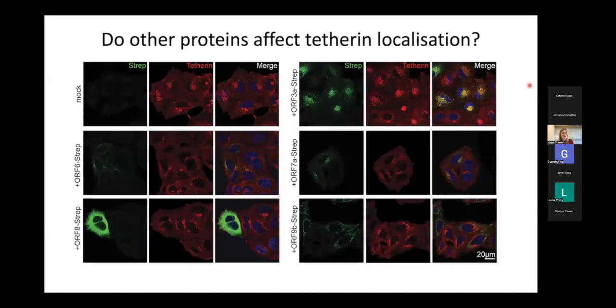So what about the other proteins? We looked at a range of other accessory proteins. So you can see here, ORF6, ORF8, 9b, 7a, as I said, and ORF3a. And ORF3a was the only one which really came up as an interesting overlap in our confocal experiments.